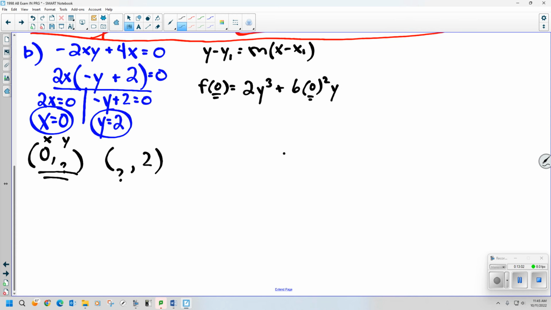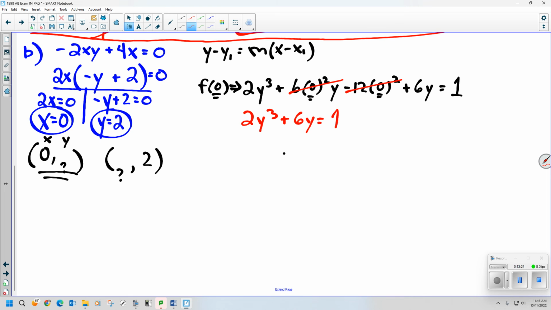Okay, minus 12 times 0 squared, because this was an x as well, and plus 6y equals 1. All right? So I'm going right here. Okay, let's start doing anything times 0, bye-bye. So I've got 2y cubed plus 6y equals 1.